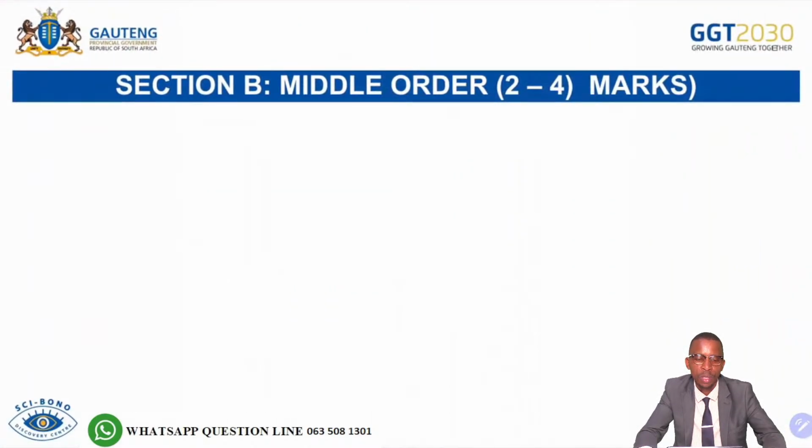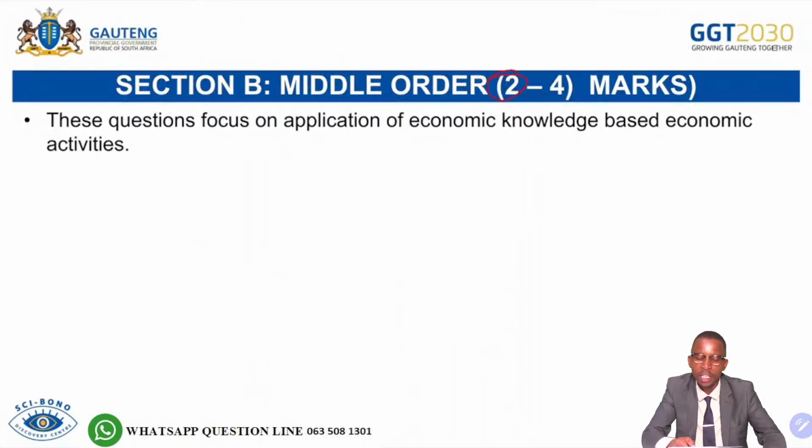And then we move to the middle order. There's a lot that you can do, but we move to the middle order, which can move from 2 to 4 marks. But in this situation, it's 4 marks. But somewhere it can be, in this situation, it's 2 marks, but it can be 4 marks if ever it's in data response somewhere in your 0.5. Remember, these questions focus on applications of economic knowledge-based economic activities.